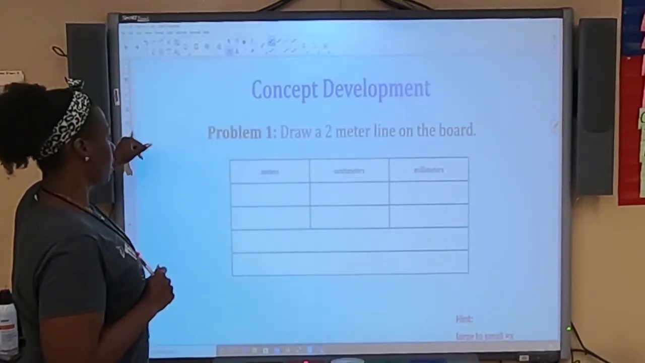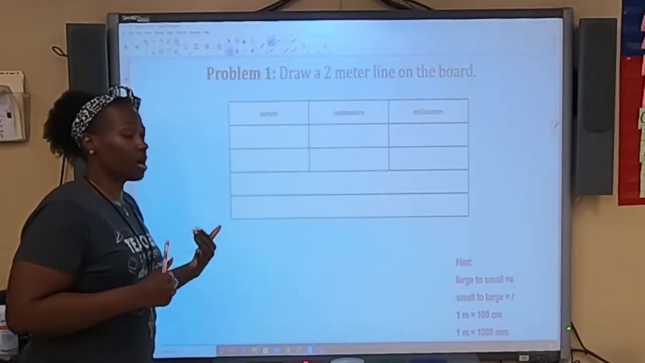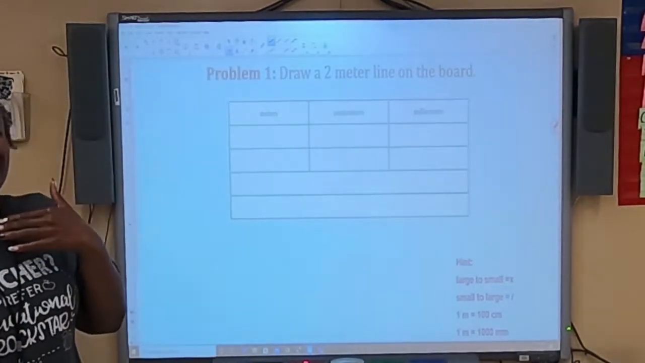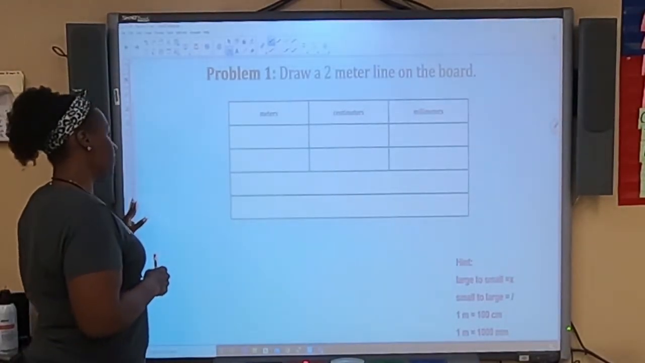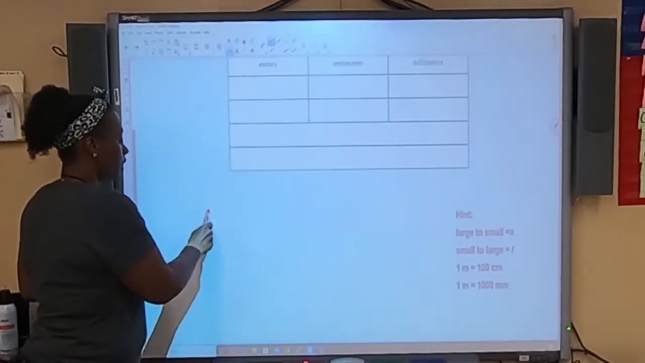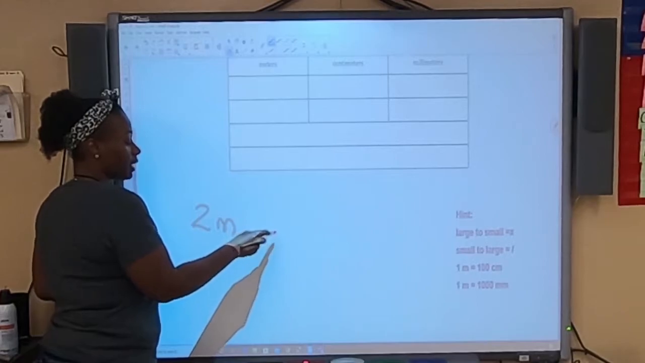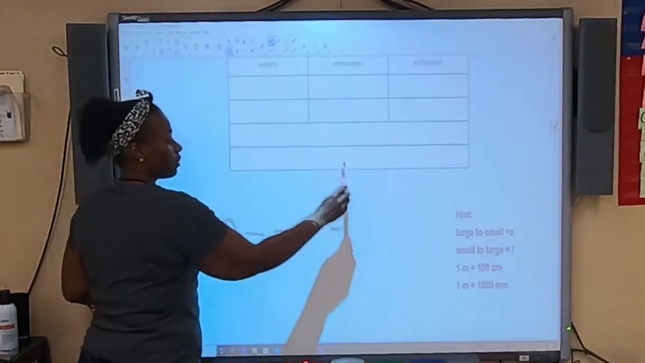Okay, today we're going to talk about converting, which means to change between units. So we're going to go from meters to centimeters, or meters to millimeters, or millimeters to meters, back and forth. So we're going to start with 2 meters. So I'm going to set my problem up. 2 meters. I know I have to do something to it. I need a power of 10. And I'm going to change it to, let's start with centimeters.